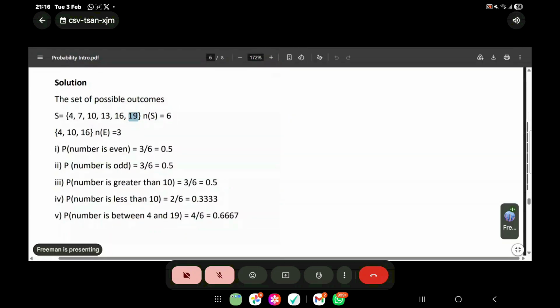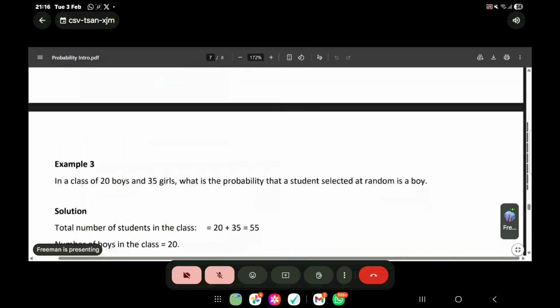Remember, they didn't say inclusive. If they say inclusive, then we will add the 4 and the 19. But they just say in between, or the number is between. So those numbers between the two numbers, 4 and 19, they are 4 out of 6 numbers.